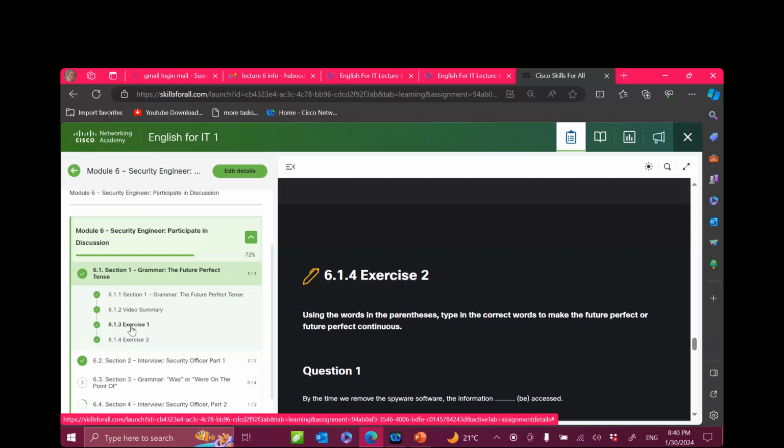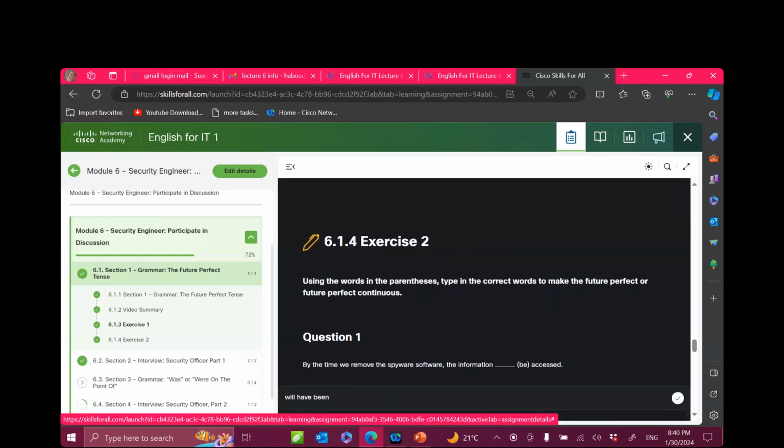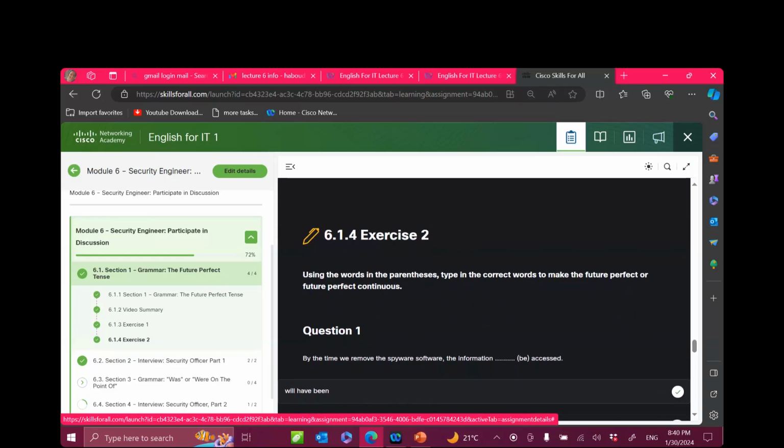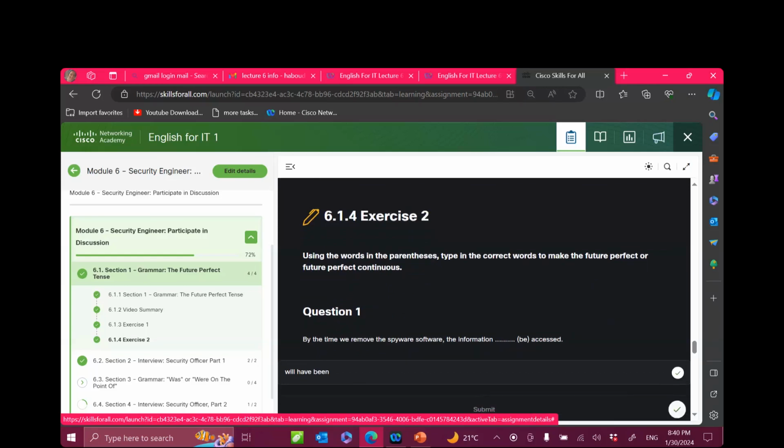Yes, bravo, I heard people saying it correctly. Okay, dictate to me, tell me what to write. Yes, excellent. By the time we remove the spyware software, the information will have been accessed. Okay, future perfect tense. Very good. Next.